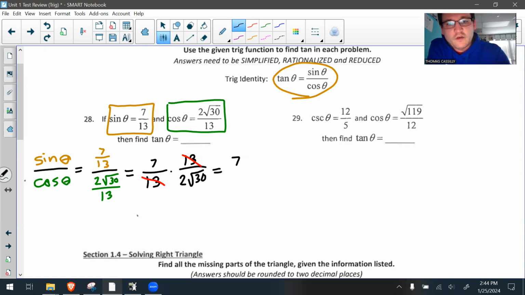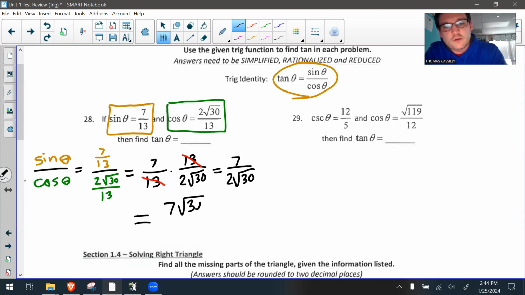So we have 7 over 2 times the square root of 30. And now we're almost done. The last thing we have to do is rationalize that denominator. I'm going to go ahead and just skip that, I'll do that in one go. We're going to have 7 times, you know what? No, I'm not.